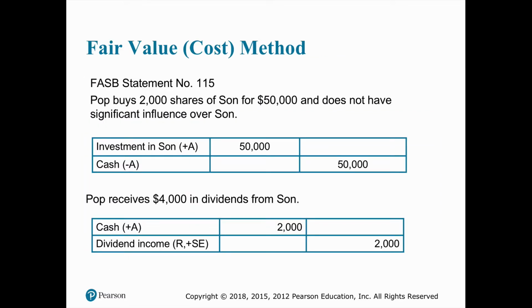So for the fair value method, we assume a company, Bob, buys 2,000 shares of Sun for $50,000, and he doesn't have significant influence on Sun. In this case, we record investment in Sun for $50,000 and we credit cash for $50,000 to reflect the purchase of the shares. And when Bob receives dividends, as we see here, $4,000, he will debit cash and credit dividend income. And in this case, the dividend income will go under revenue in the income statement.